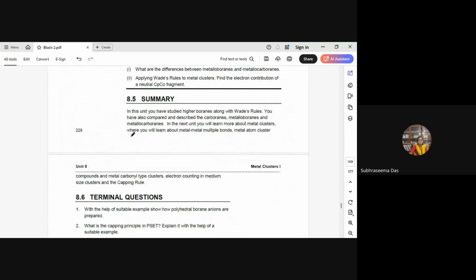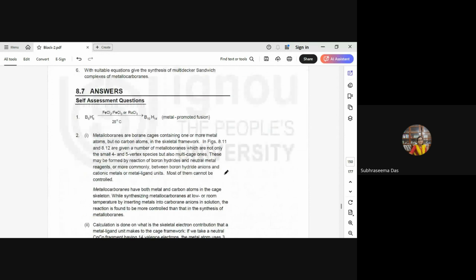So in this chapter, we studied about Wade rules and the different types of boron complexes. These are some of the questions that are associated with this chapter.